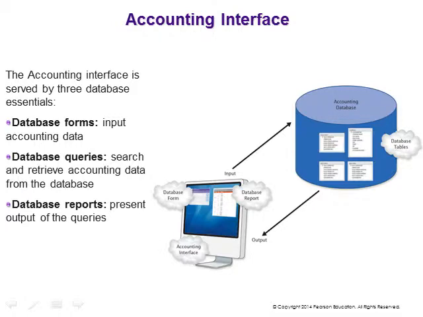So essentially the accounting interface is served by three database elements. The database forms, which are used for inputting accounting data. The database queries, which are used to search the database and retrieve accounting data from it. For example, if you wanted to retrieve information about a customer to enter a sales order, the system would execute a query. And then we have database reports, which present the output of queries.